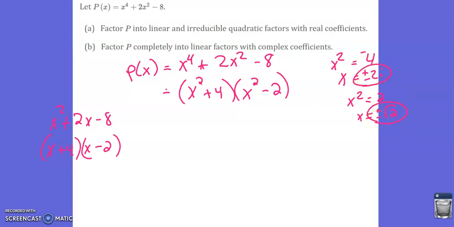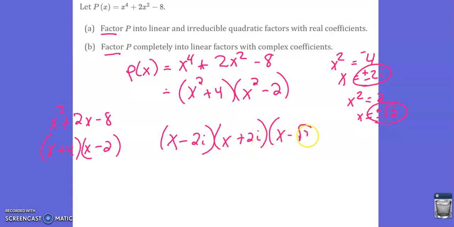So my factors, notice it tells you to factor them. So my factors are x minus 2i, x plus 2i, x minus the square root of 2, and x plus the square root of 2.